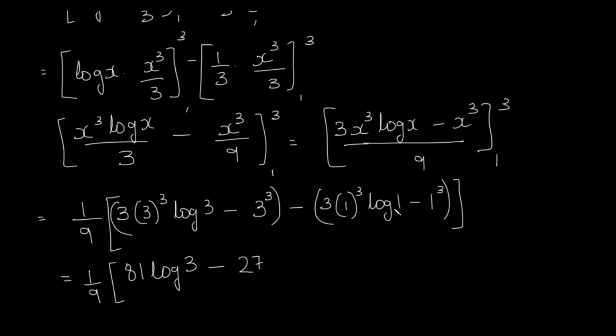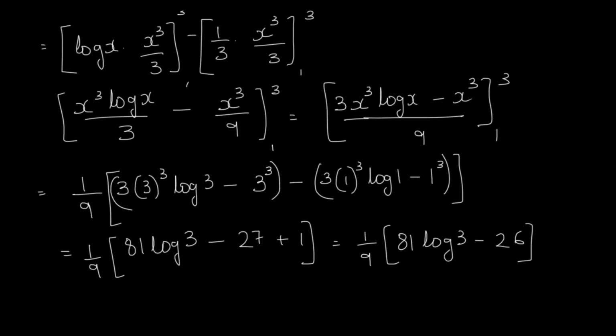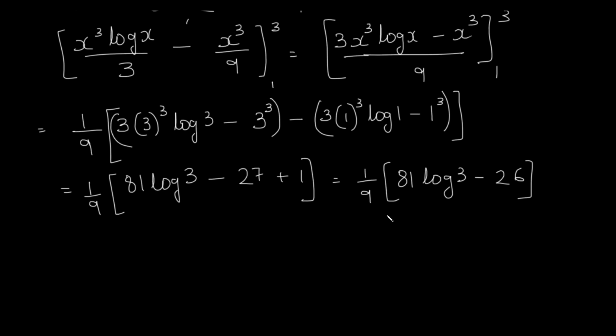In the next step, log 1 is 0, and therefore 0 into this term just goes away. So we get minus into minus plus 1. So we get 1 upon 9 into 81 log 3 minus 26. This can be written as the final answer, or if you want the answer same as the textbook, you divide both terms by 9. So we get 81 upon 9, that is 9 log 3 minus 26 upon 9. This becomes the answer.